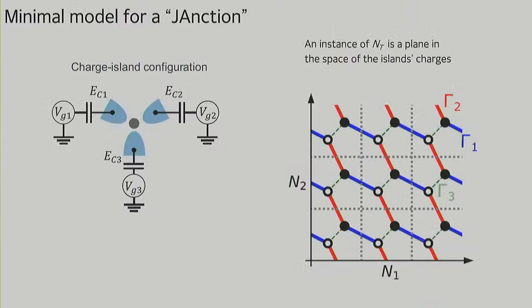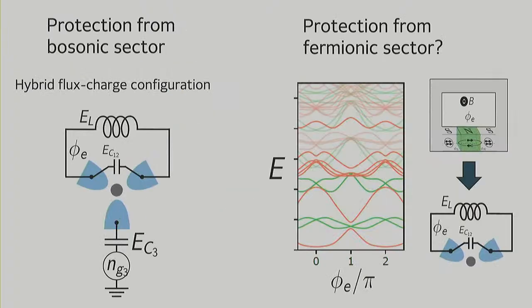Anyway, if you are wondering what you can do with a third island, it's just playing the same game, but now you live in a two-dimensional space. Unfortunately, you have to do this kind of configuration if you want to implement a protected qubit, but it will be somehow this protection coming from the bosonic sector. Another question could be, can we have intrinsic protection just from the fermionic sector?